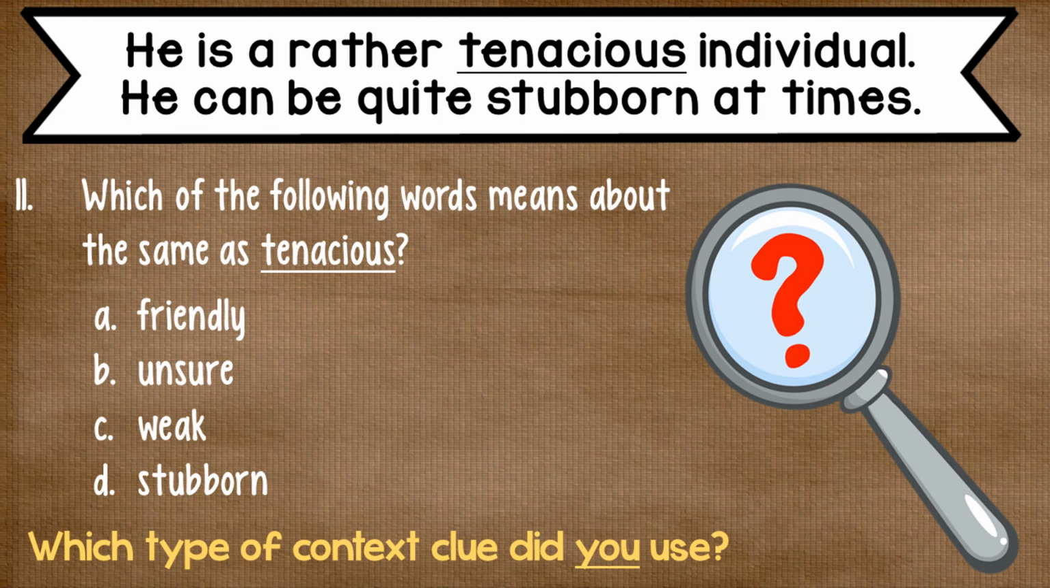He is a rather tenacious individual. He can be quite stubborn at times. Which of the following words means about the same as tenacious? In this case, the author actually defines the word in the next sentence. So if somebody is tenacious, they are stubborn.